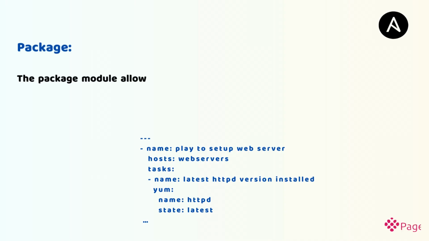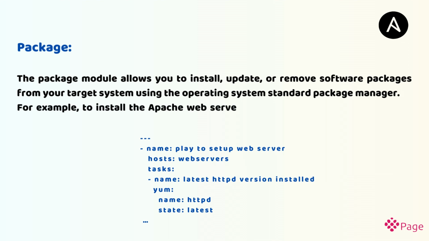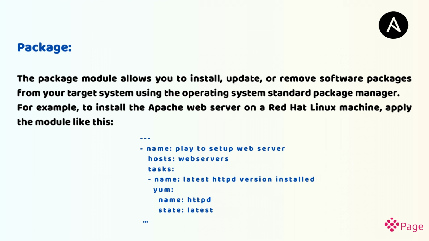Package. The package module allows you to install, update, or remove software packages from your target system using the operating system standard package manager. For example, to install the Apache web server on a Red Hat Linux machine, apply the module like this.